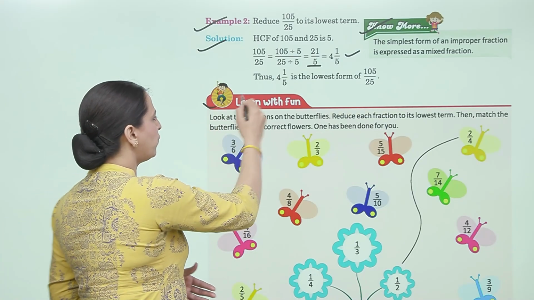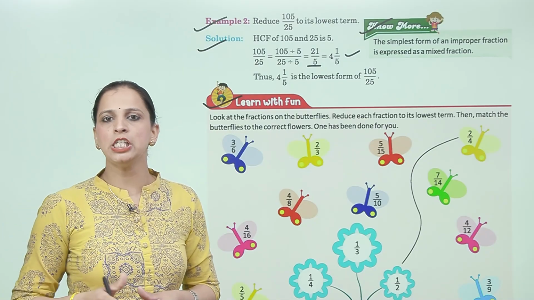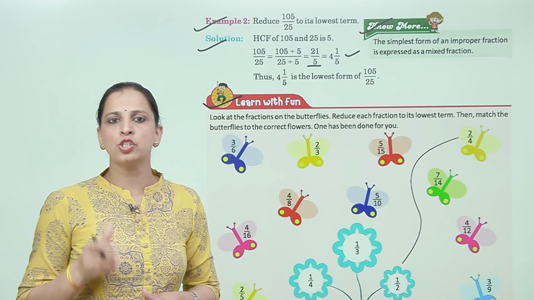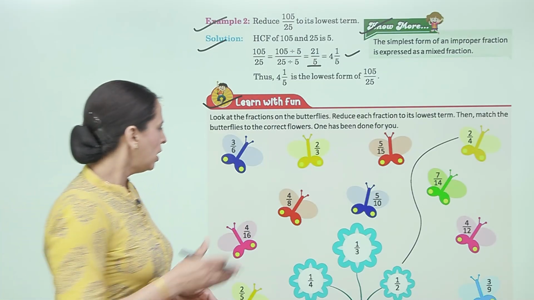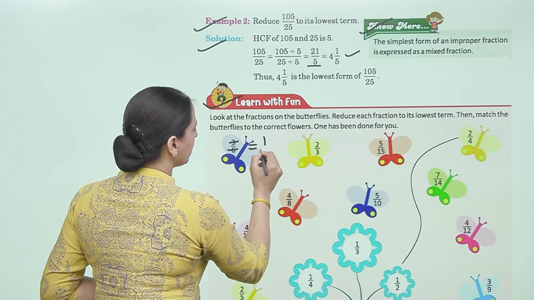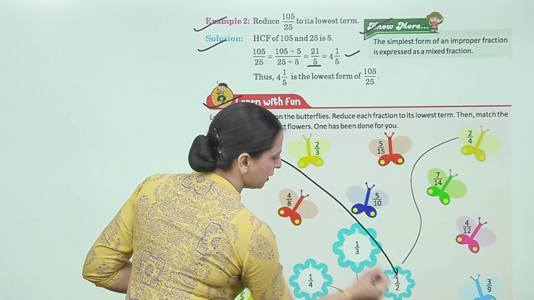Now learn with fun. Look at the fractions on the butterflies, reduce each fraction to its lowest term, then match the butterflies to the correct flower. One has been done for you. Now next is 3 by 6. 3 1s are 3, 3 2s are 6. Now it is matched with this number.